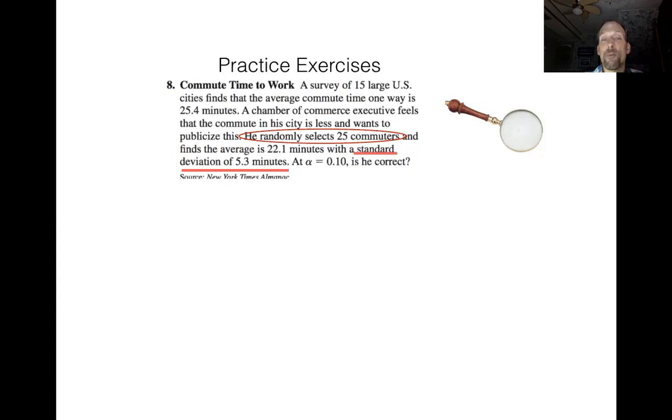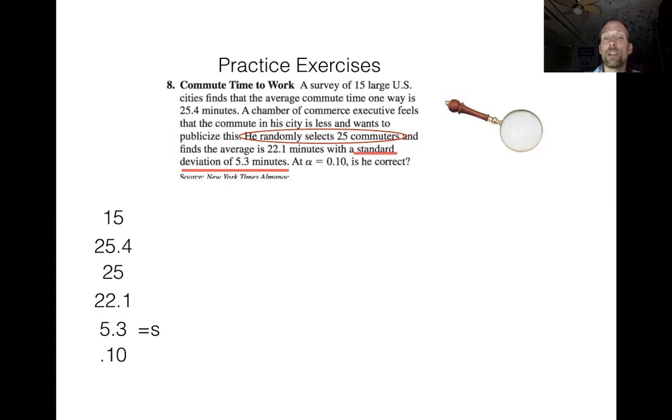We have to infer that from the words, and that's what makes this a little bit tricky. So what we're going to do now is start to write down all the numbers that they gave us inside the question. And since we were able to figure out the standard deviation of 5.3 is a sample standard deviation, we're going to label 5.3 our S value.